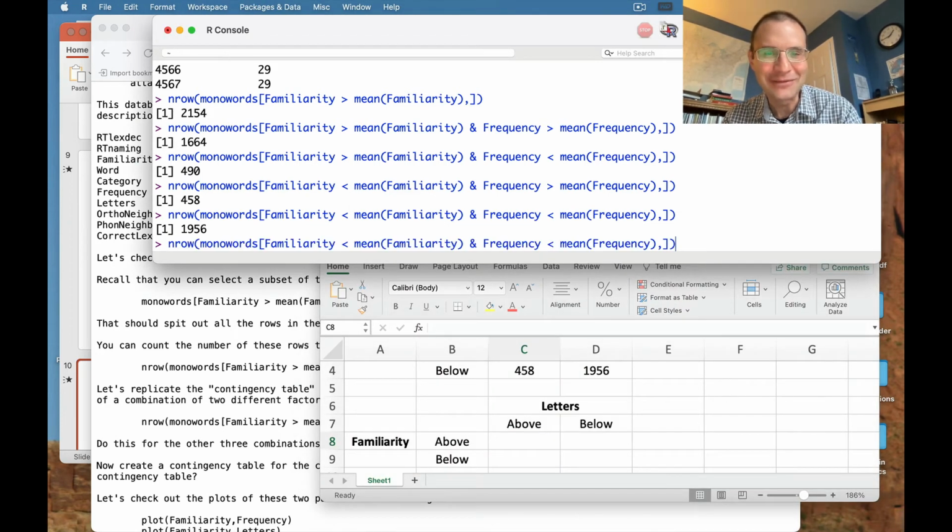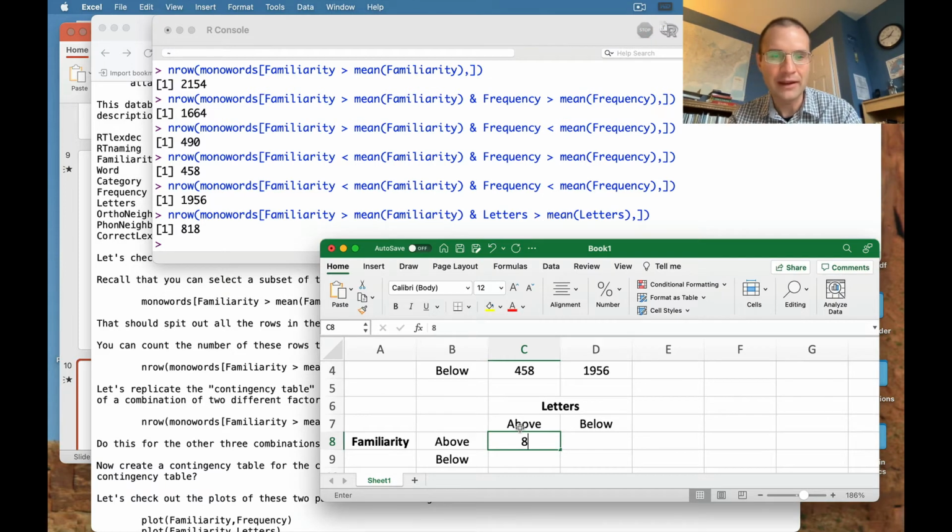I compulsively save things, because I don't want to lose my work, as I'm sure you guys know from working with computers yourself. Anyways, we're just going to change this variable. How many of these are above average in both?